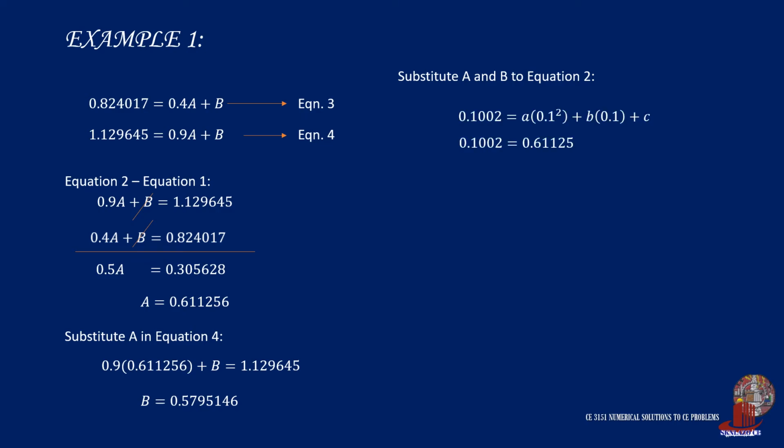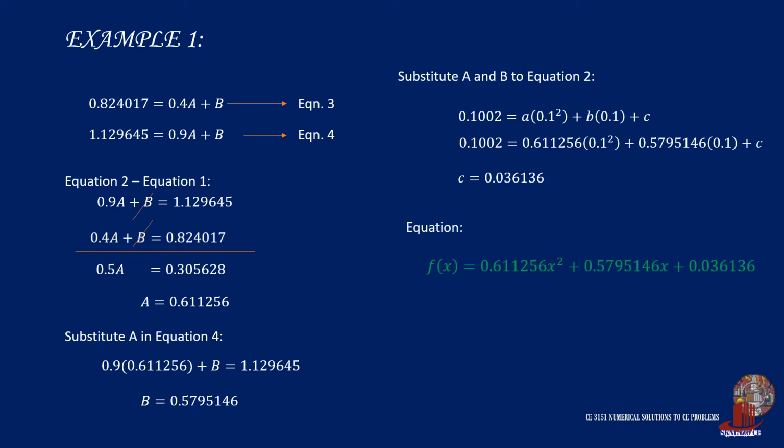Now, with a and b coefficients known, plug both in equation 2 to determine c. The second equation is 0.1002 is equal to a times 0.1 squared plus b of 0.1 plus c, which then will yield c, which is equal to 0.036136 by replacing a and b. So the quadratic equation of the best fit curve is f of x is equal to 0.611256x squared plus 0.5795146x plus 0.036136.